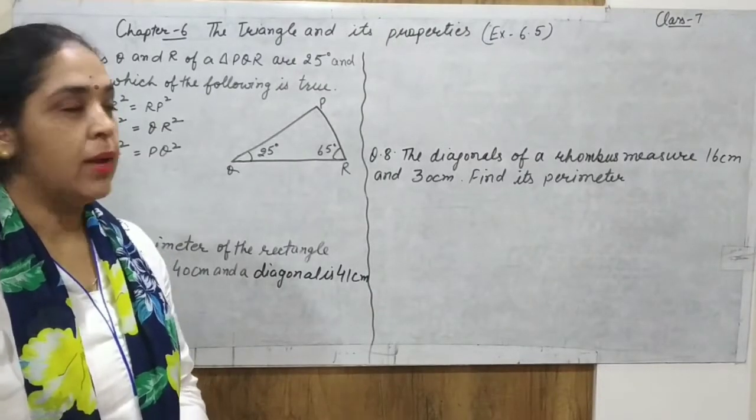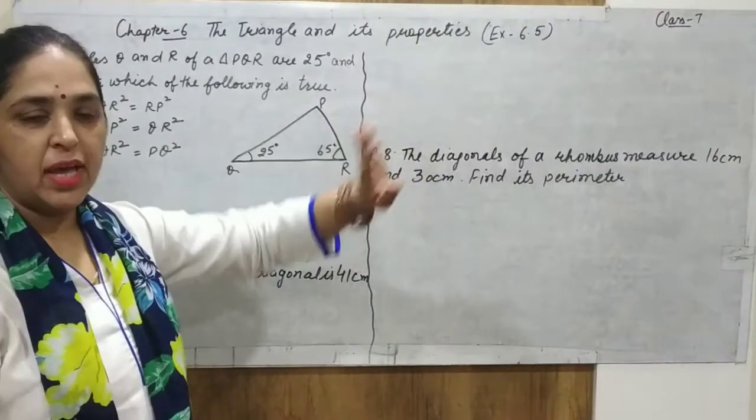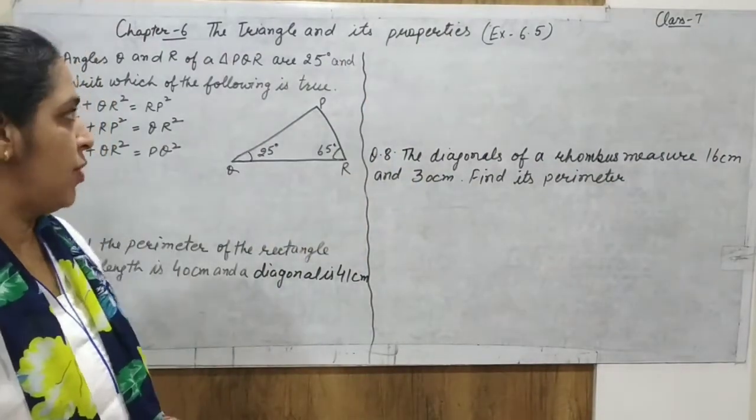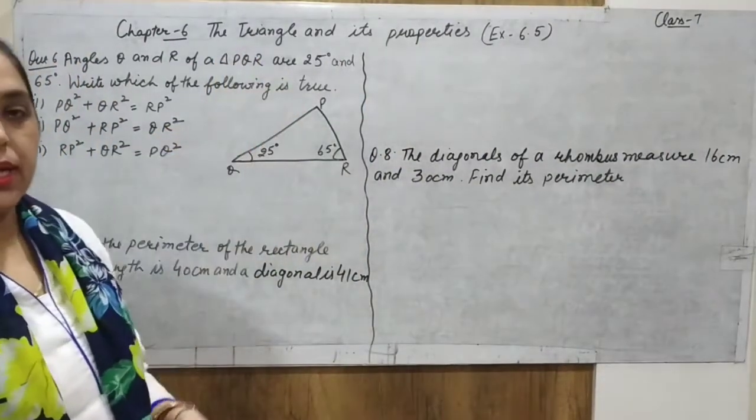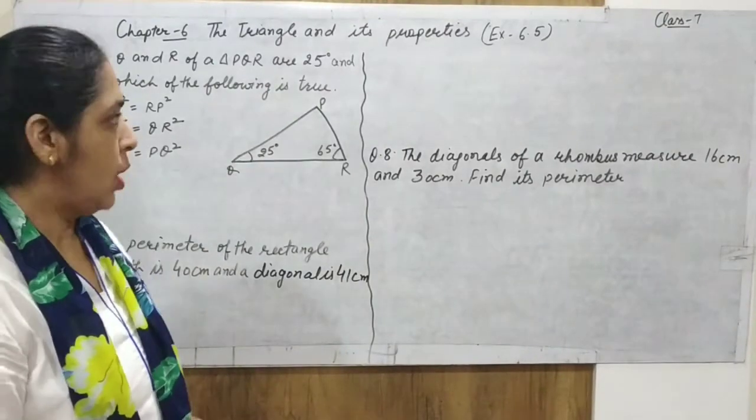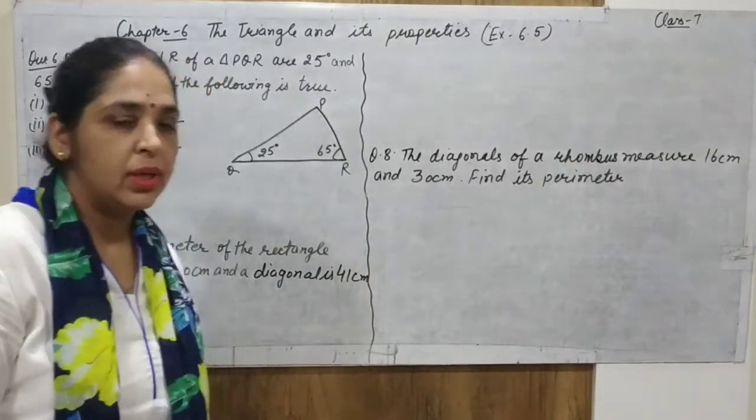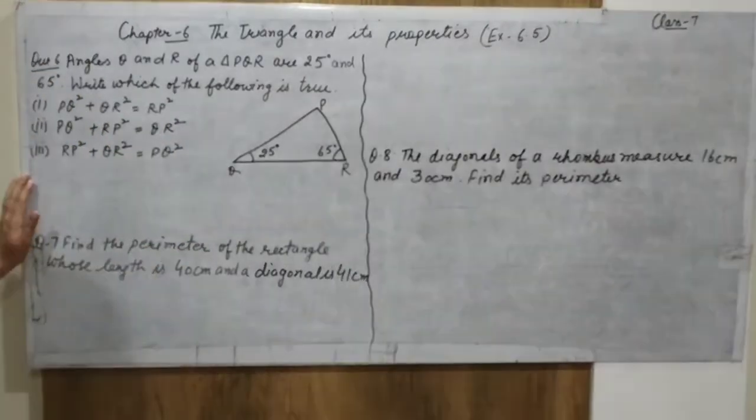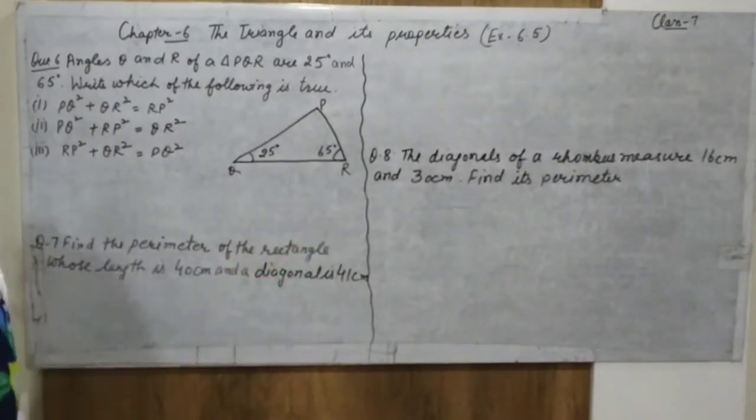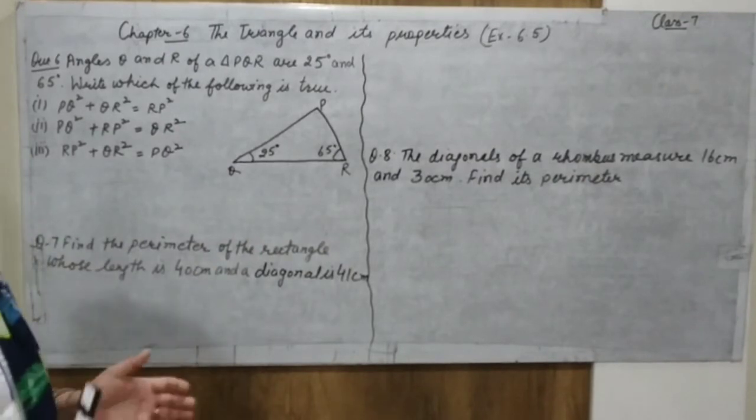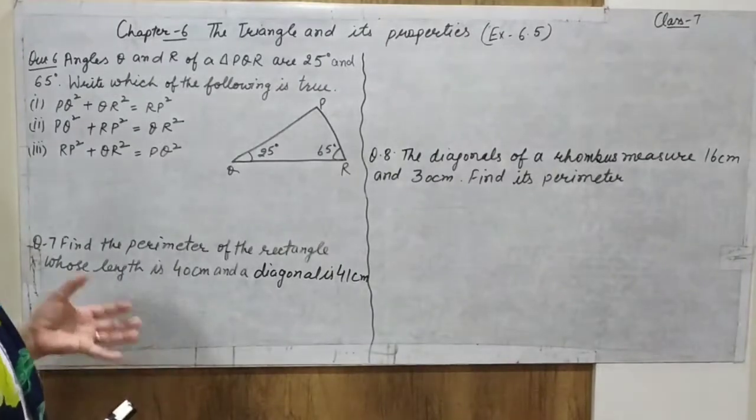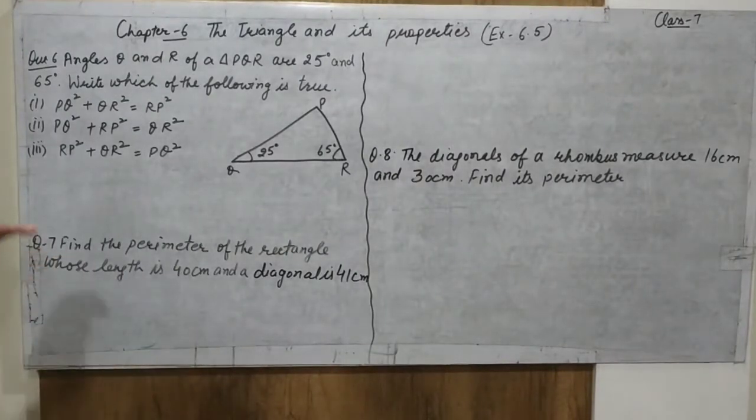Hello students, I hope you understand the first 5 questions of exercise 6.5 of the chapter Triangle and Its Properties. Now let us start with the next 3 questions which are left in this chapter, that is question number 6, 7 and 8. These questions are very important for further classes as well. Now understand these statement based questions.